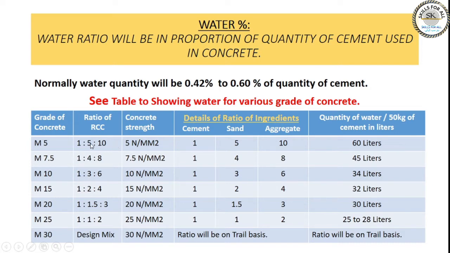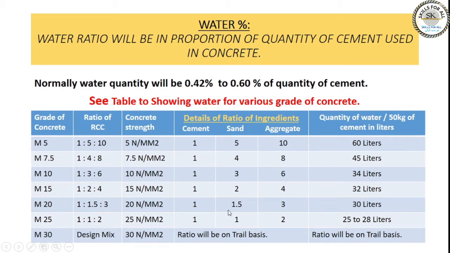Here in 1:5:10, if you consider it in bags, 1 bag of cement, 5 bags of sand and 10 bags of aggregate. Here in 15 bags we are using 1 bag of cement and 60 liter of water. Here in 12 bags we are using 1 bag of cement and 45 liter. Here in 9 bags we are using 1 bag of cement and 34 liter, and so on up to M25. We have the water ratio. We can use it with closed eyes, no problem.